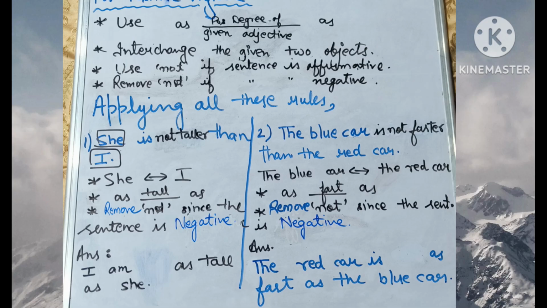And similarly for the second sentence, we can say the red car is as fast as the blue car. Why? Because now they are saying the blue car is not faster than the red car. That means the speed of both the cars is the same. Hope you understood well case number 1 for the transformation of comparative to positive. So category number 1 we have completed.